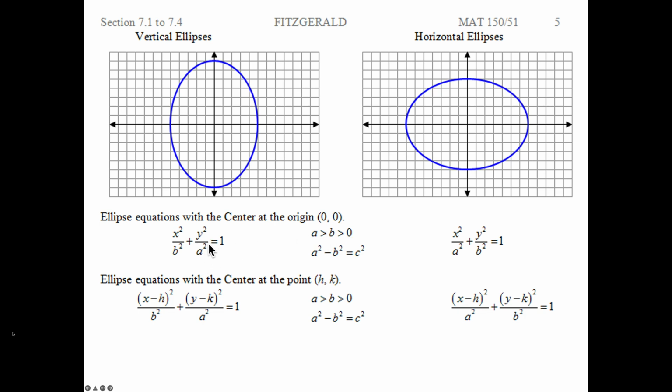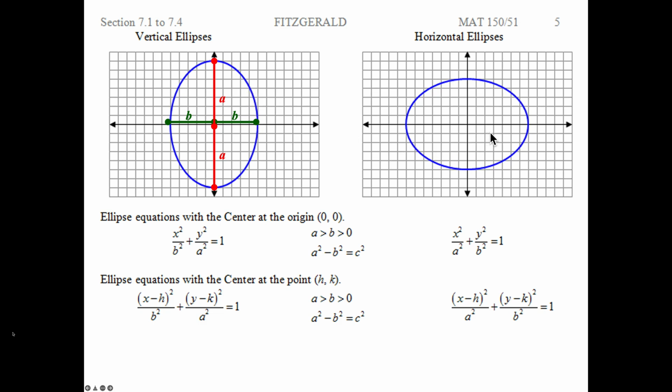And since A squared is located underneath y squared, then from your center, you'll count A units up, A units down. And since B squared is located underneath the x squared, we're going to count left and right with a B. So left and right B, and then we're going to draw in our best oval shape for our ellipse.